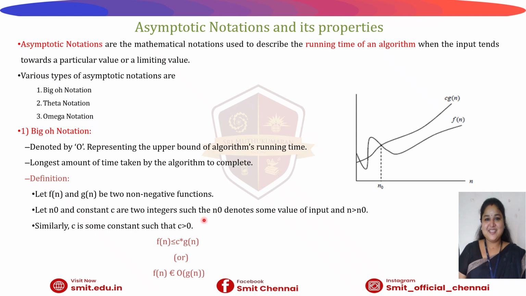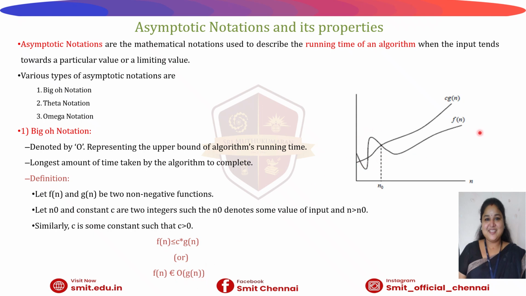So n should be greater than or equal to 0 and c should be greater than or equal to 0. This is the constraint. The formula for Big O notation is f of n is less than or equal to c into g of n, where c is a constant. F of n and g of n are both non-negative functions. This can also be represented using the O symbol, that is, f of n is an element of order of g of n.